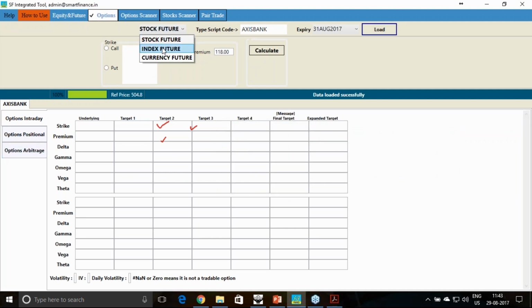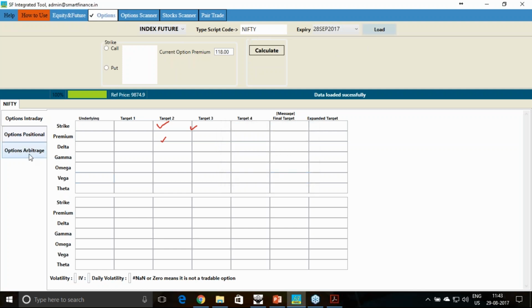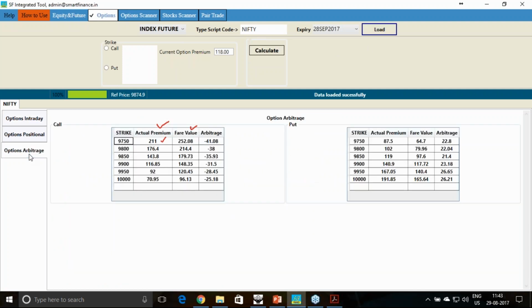This is very important: whenever you get a difference between the fair value and the traded premium, that gives you the arbitrage opportunity. I have taken the September month Nifty contract and loaded the data. I am clicking here for the nearest six strikes. Here the actual premium is 211 and the fair value is 252, so the call option is trading 41 rupees lesser.